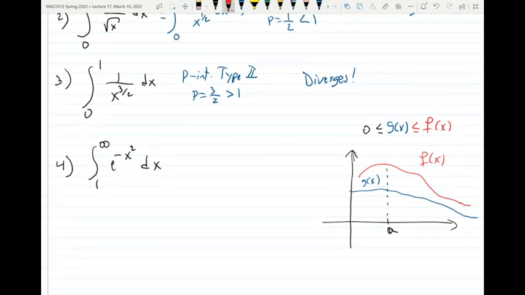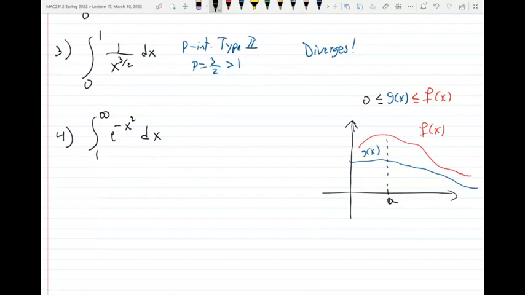Let's see what happens. It's also important because we're dealing with inequalities now. We need to know what's going on with x. Notice that we're integrating from 1 to infinity. So whatever we write, x is bigger than 1.